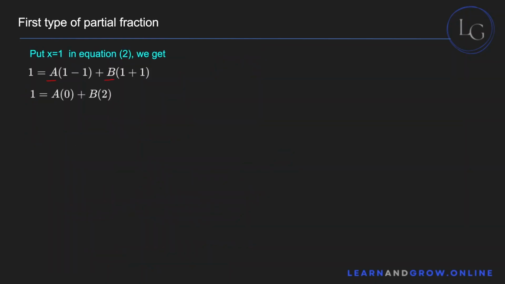So when you do that, this a will be multiplied with 0 and b will be multiplied with x plus 1, so 1 plus 1. So b is equal to b into 2. 2b is equal to 1, and hence b is equal to 1 by 2.